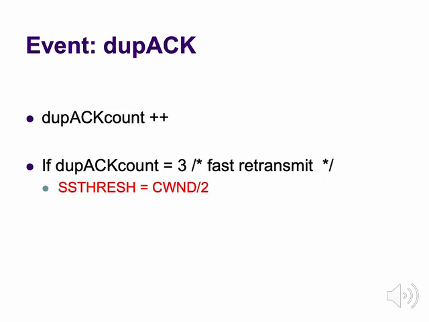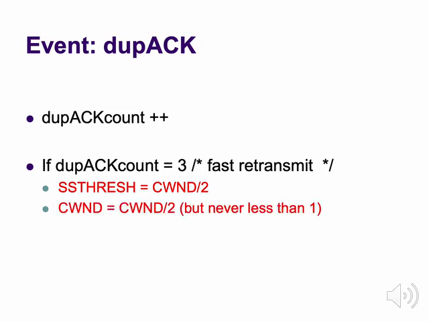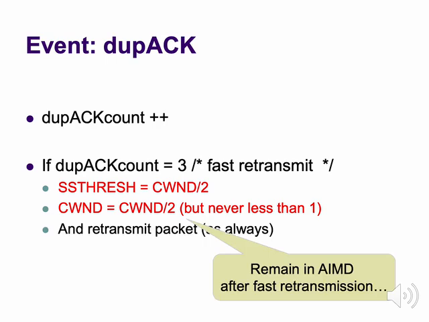So we set SS thresh to half the current congestion window. In this case, we also set the congestion window to be half. So we do CWnd divided by 2, but never less than 1. So take the ceiling of those. And you retransmit the packet and so on as always. What this is doing here is we're saying we have an isolated loss. So we're going to do AIMD, and this is the multiplicative decrease phase of AIMD. So you're doing AIMD after fast retransmit.